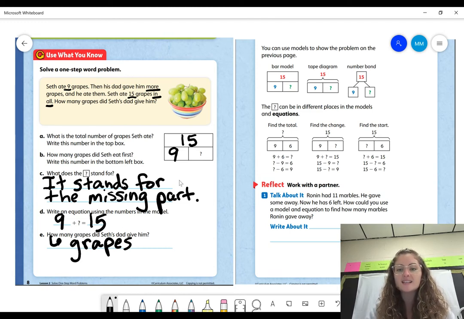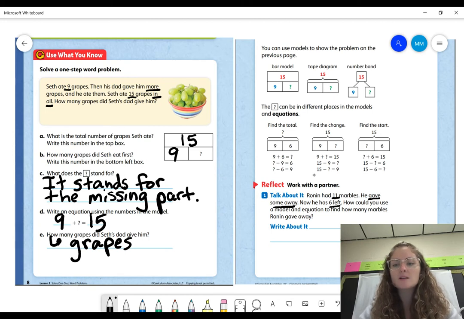It says Ronan has 11 marbles. I'm going to underline 11 because that sounds important. He gave some away. Ooh, he gave some away. So does that mean I'm getting more or losing some? I can hear your brains thinking. Now he has 6 left. How could you use a model and equation to find how many marbles Ronan gave away?